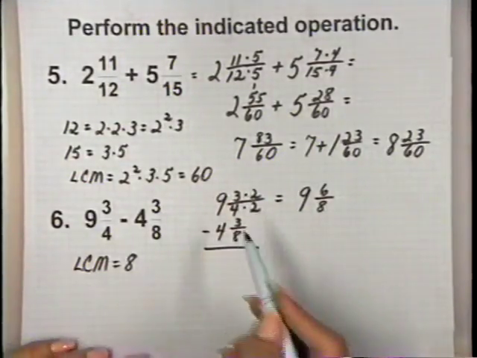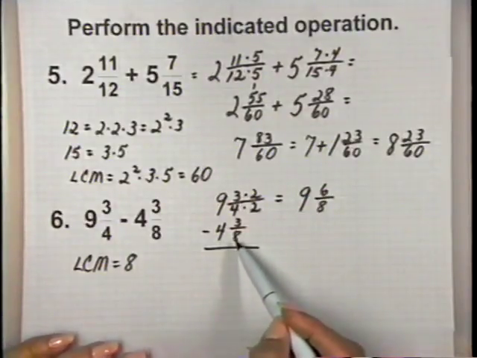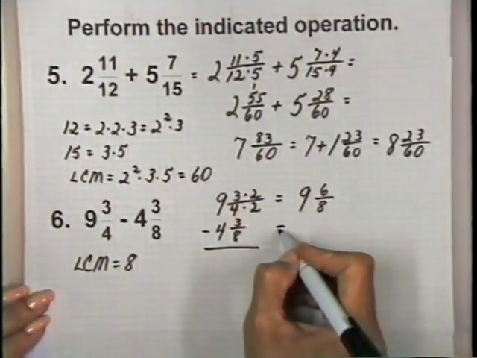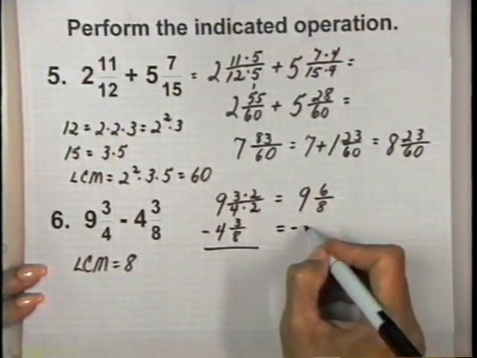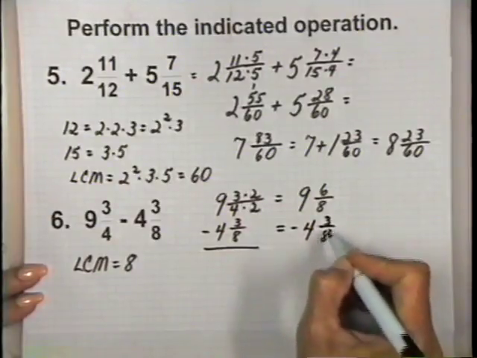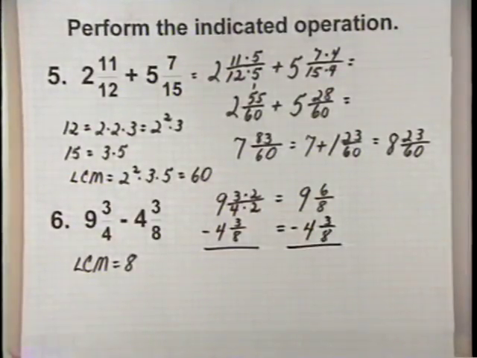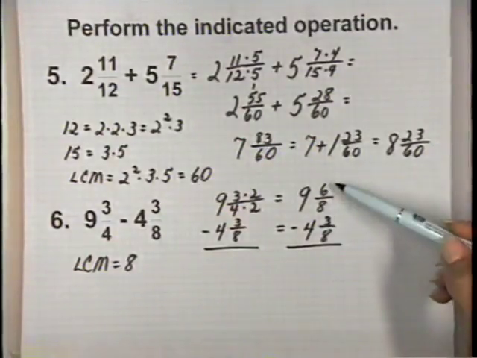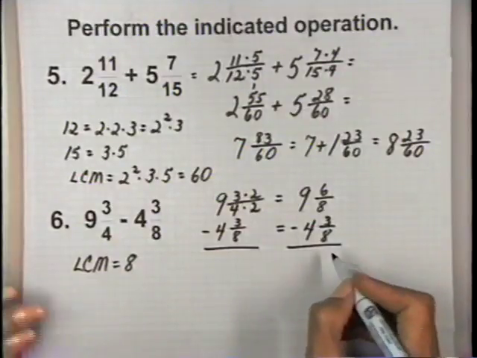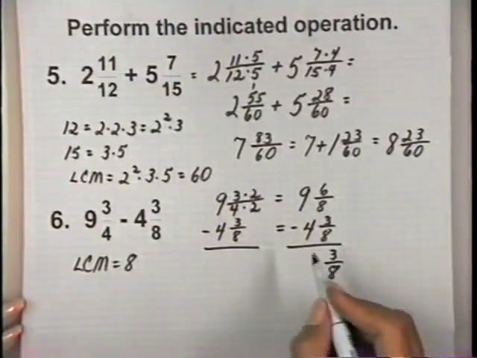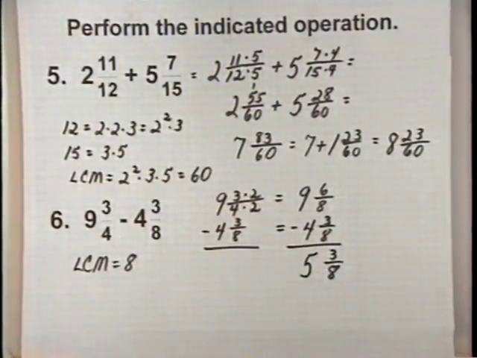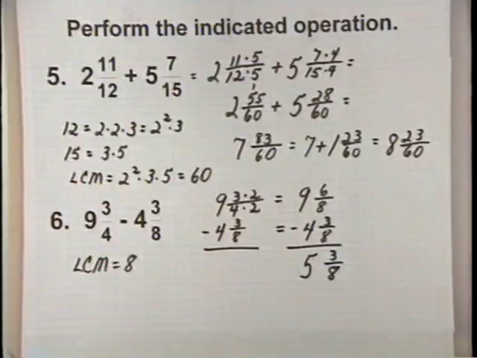Now, since my 3/8 already has a denominator of 8, I do not need to find an equivalent fraction for 3/8. So let's write the minus 4 and 3/8. Now, my fractions have the same denominator, so I may subtract. I say 6/8 subtract 3/8, which gives me 3/8, and 9 subtract 4, which gives me 5. 3/8 is a proper fraction, and it is reduced.